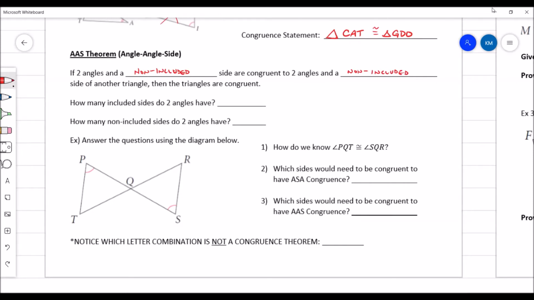Okay. So how many included sides do two angles have? Well, anytime that you have two angles marked, there's only one included side that can be used, right? This is the only included side. Okay, it has to be in between them. There's these two sides that would not be included. So how many included sides do two angles have? Well, it's only one. How many non-included sides do two angles have? Well, like we said, there are two. There are two sides that would not be included.